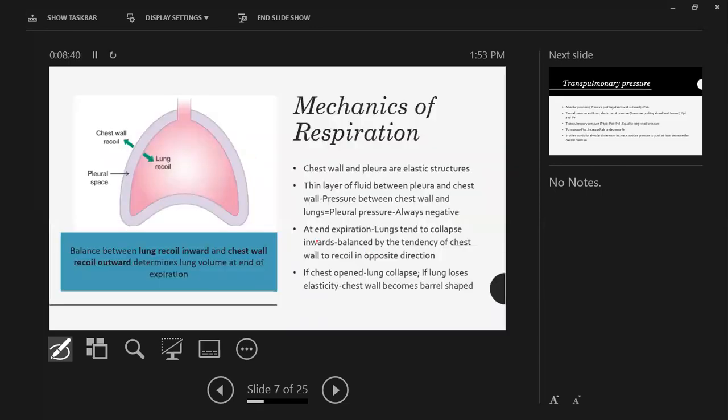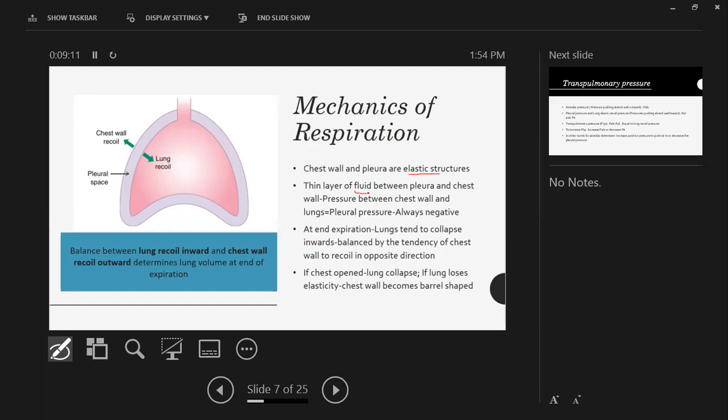So what keeps the lung inflated? Expansion, yes, we saw that, but what makes it stay that way? What is it that is preventing it from collapsing upon itself? It's an elastic structure, isn't it? So it should come back to its normal shape. So the chest wall and the lungs are in contact with each other. Both are elastic structures, your chest wall and pleura, and there's a thin layer of fluid between the chest wall and pleura.